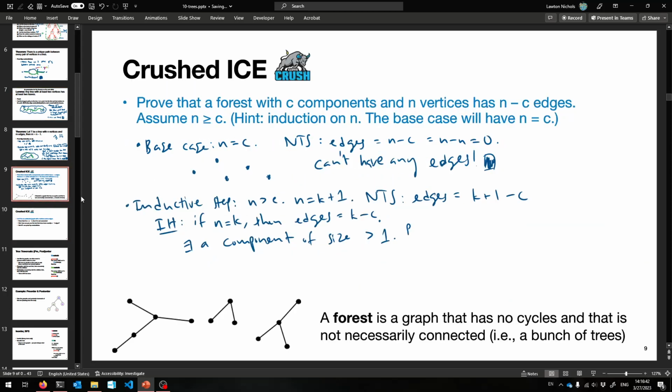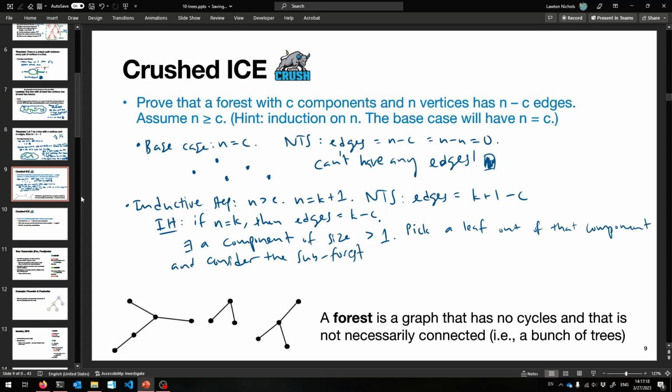So pick a leaf. Get that component, pick a leaf out of it. You're guaranteed to find at least 1 component that has a leaf, so pick that leaf. Pick a leaf out of that component that has at least 2 nodes that's connected to somebody. Pick a leaf out of that component and consider the subforest of everything without it and its edge.